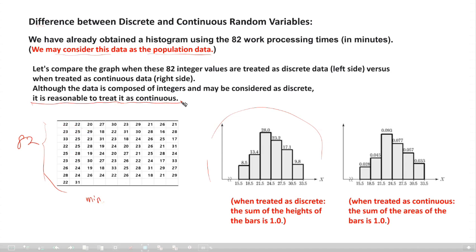When treated as discrete, the sum of heights of the probability, this is a probability on what? Sample space. So the sum of heights should be 1.0. Okay? Here, 100%. Relative frequency. But when you consider this as continuous, then you have to know the area. When treated as continuous, the sum of the areas of the bars is 1.0.